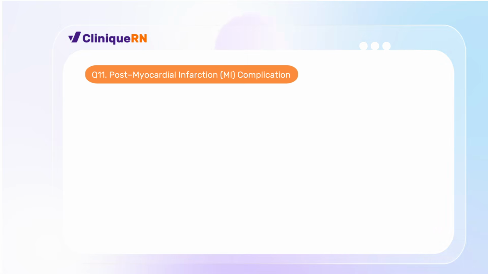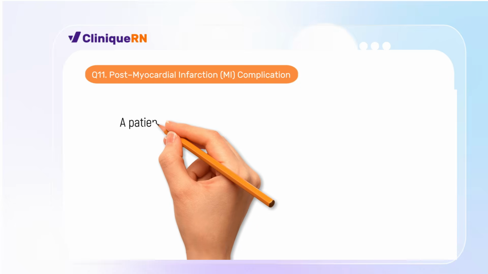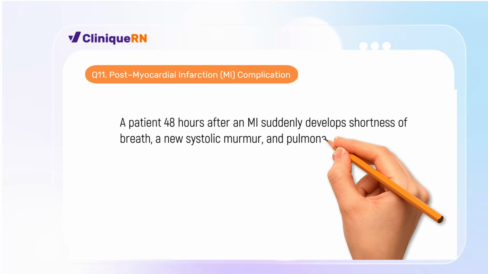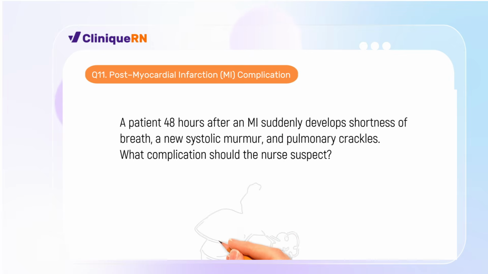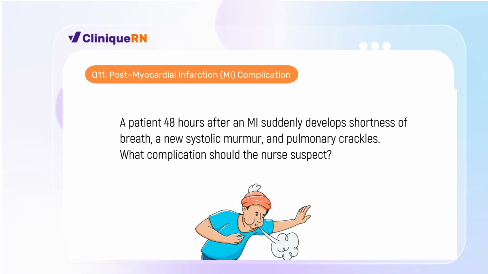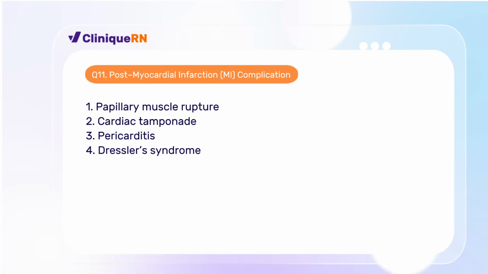Question 11. Post-myocardial infarction MI complication. A patient 48 hours after an MI suddenly develops shortness of breath, a new systolic murmur, and pulmonary crackles. What complication should the nurse suspect? 1. Papillary muscle rupture. 2. Cardiac tamponade. 3. Pericarditis. 4. Dressler's syndrome.